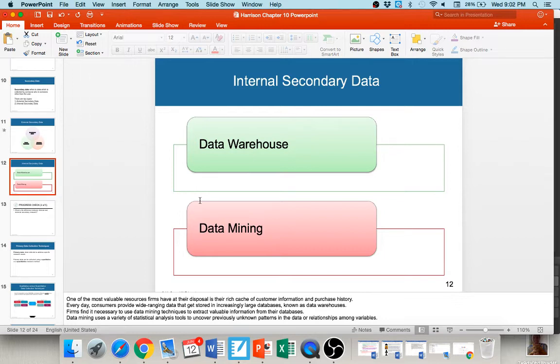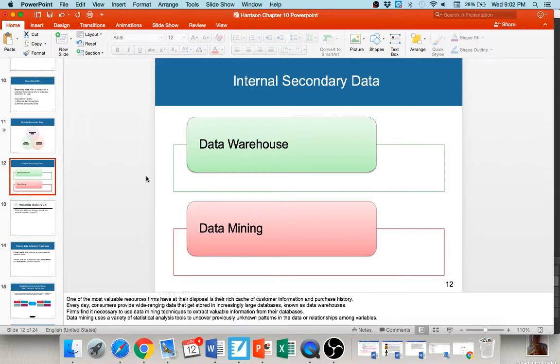Okay, and data mining is just used to really extract that valuable information from the database and call out what's important and what's not. And this is done often through forms of statistical analysis, where they're trying to look at different patterns in the data or different relationships among variables.